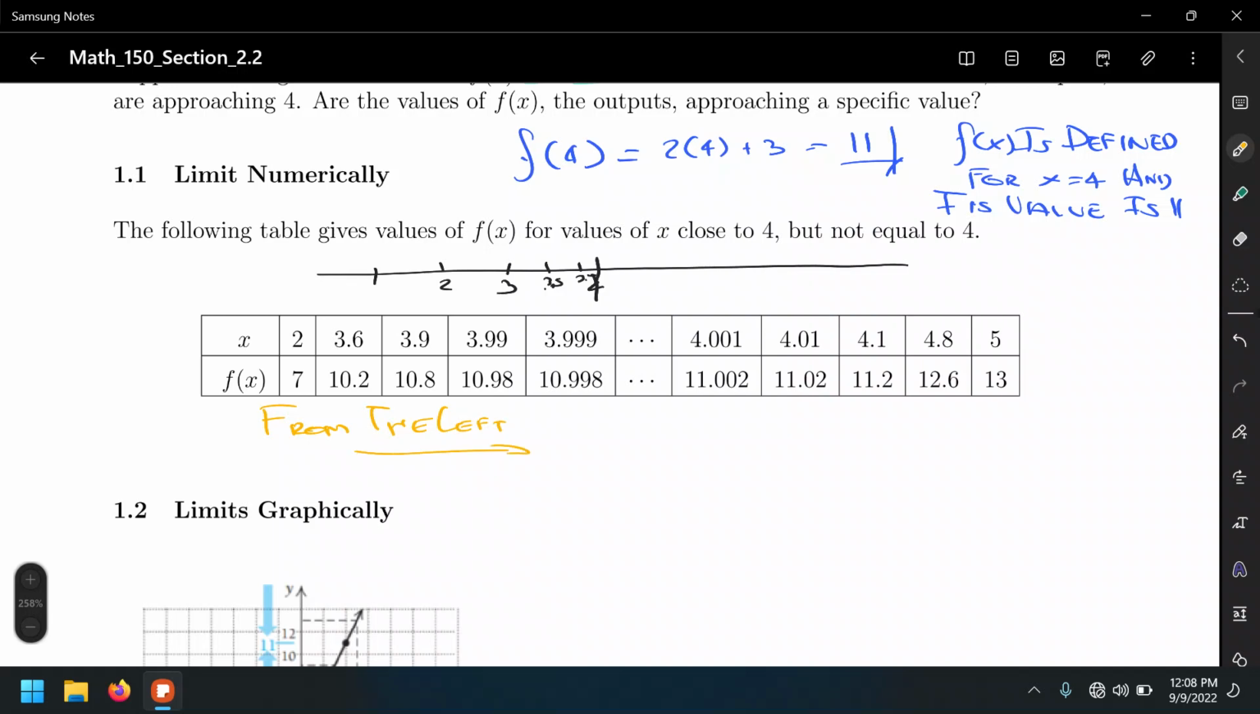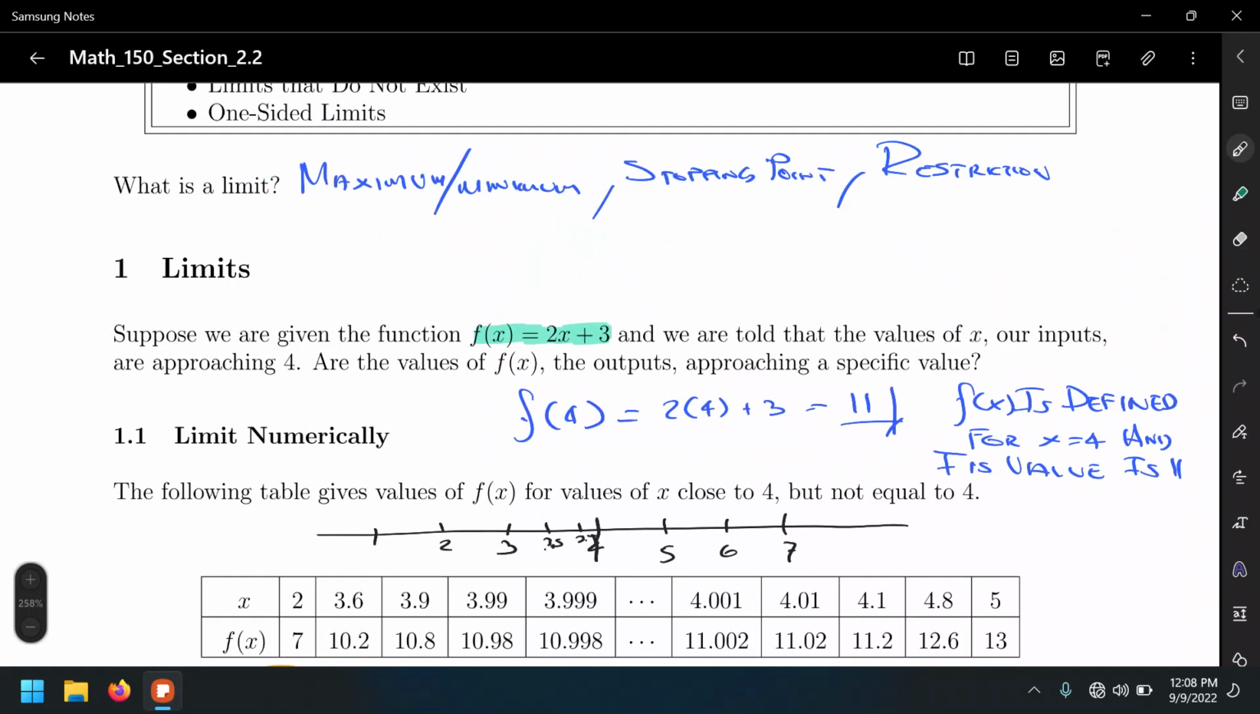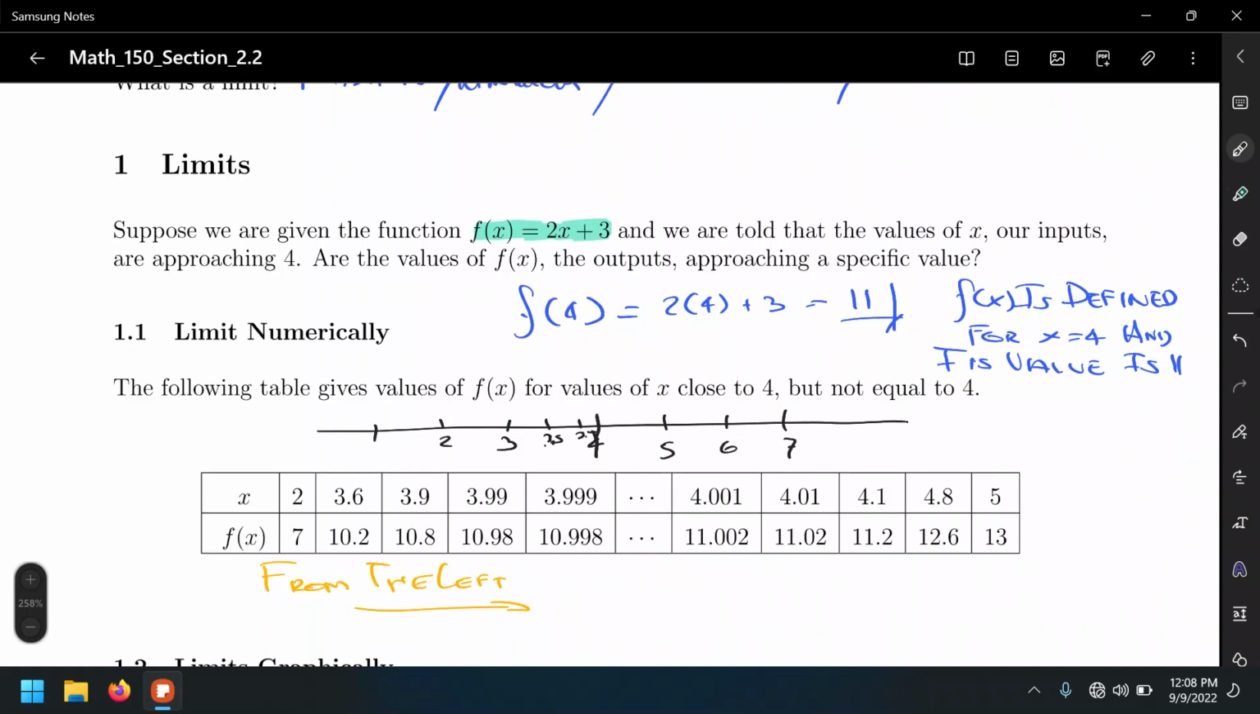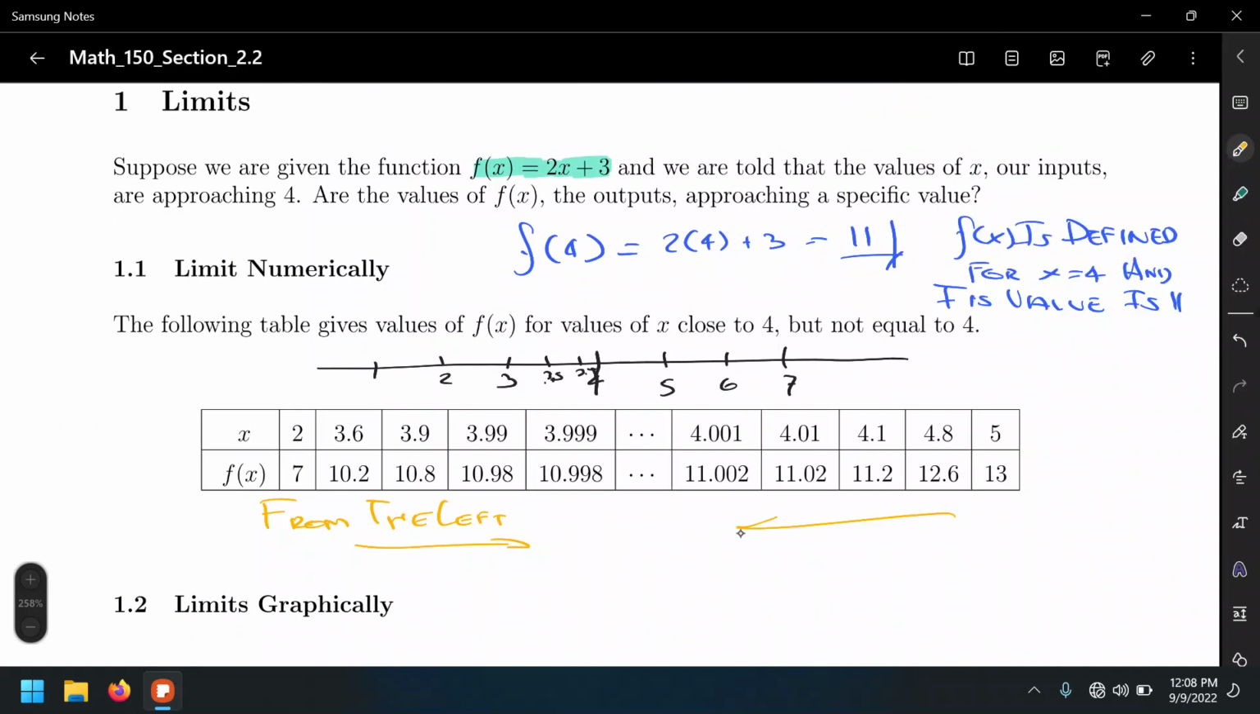All right. From the right, let's list some values here. We have 5, 6, 7. If we approach from the right, we can go 7, 6, 5, 4.5, 4.1, 4.01, 4.001, 4.00001, and eventually get to the value x equals 4. Let's label this as from the right.